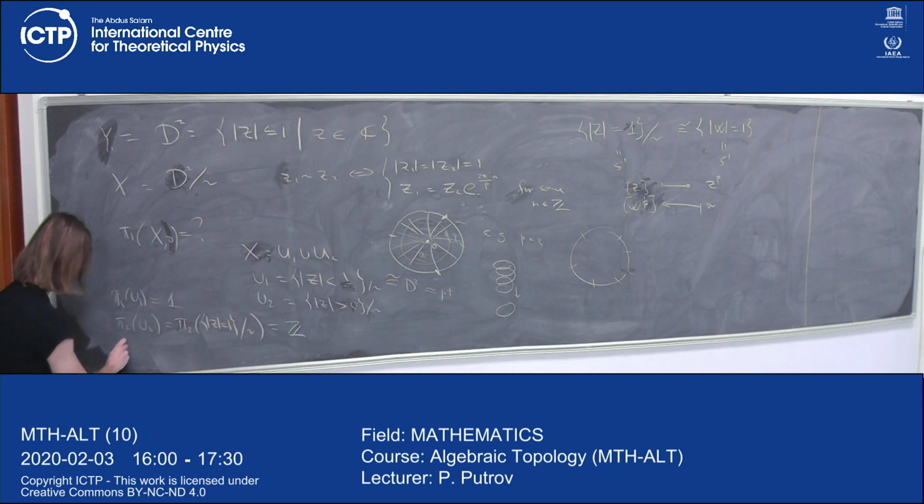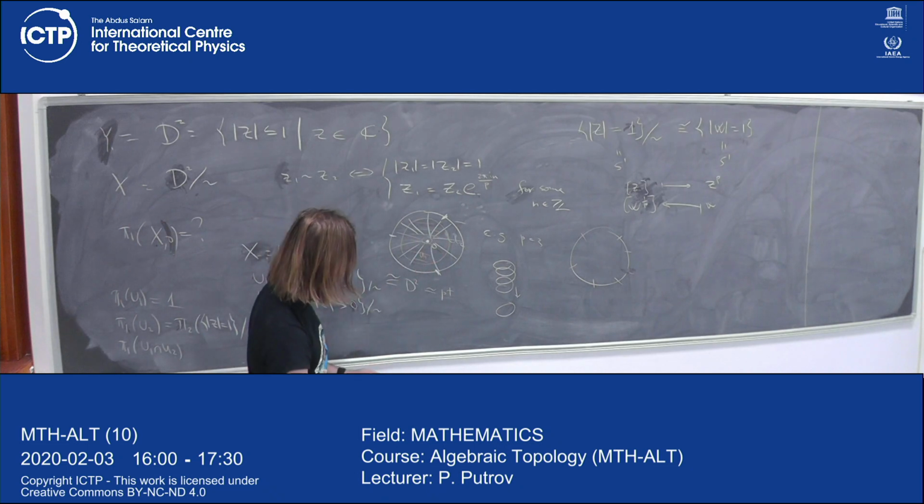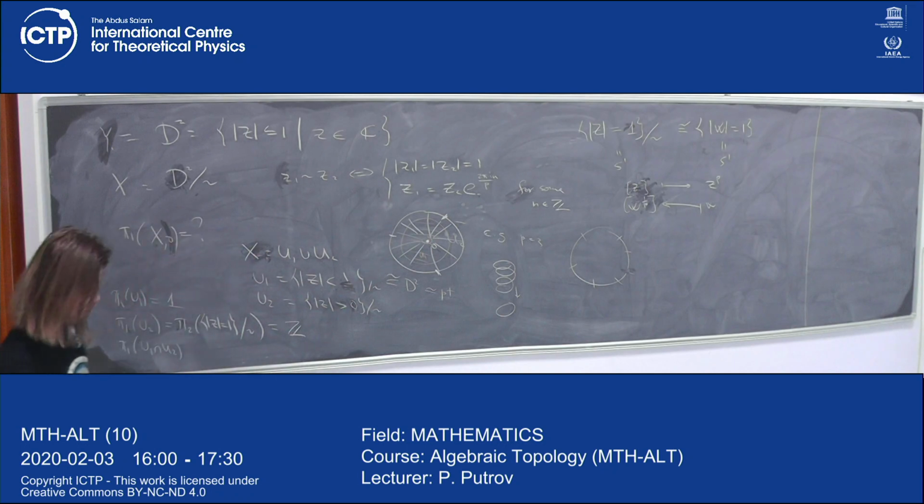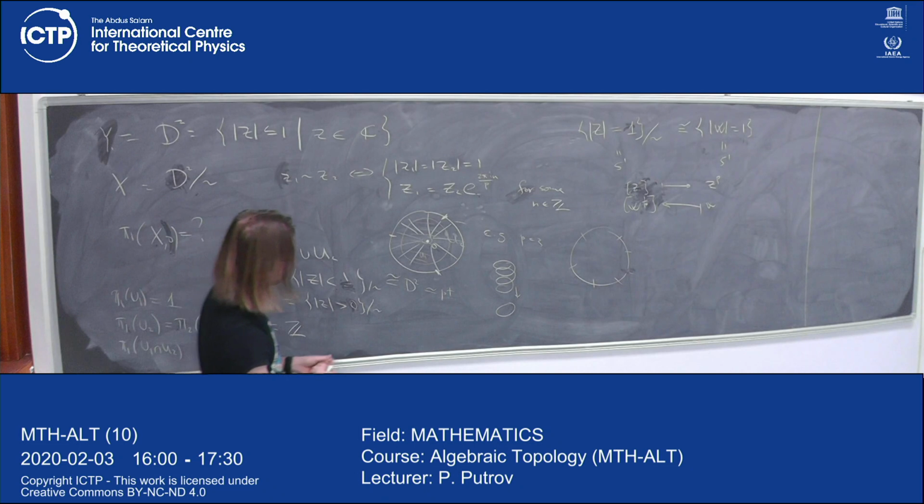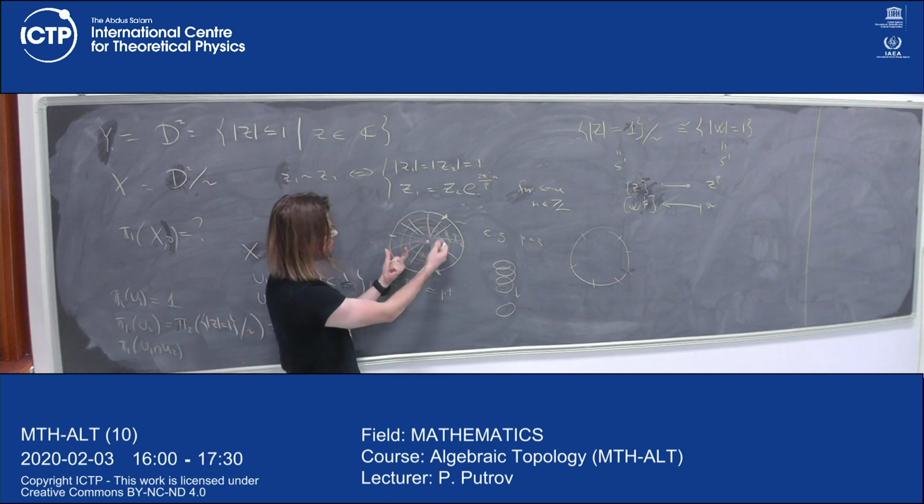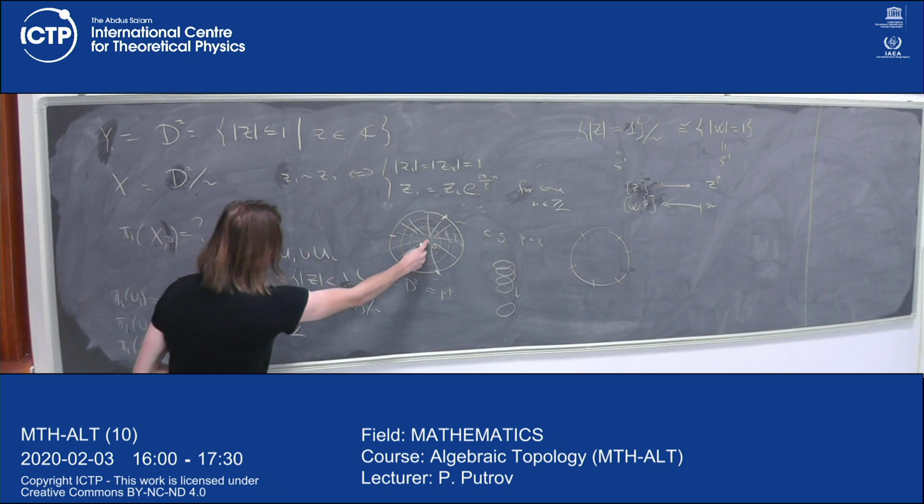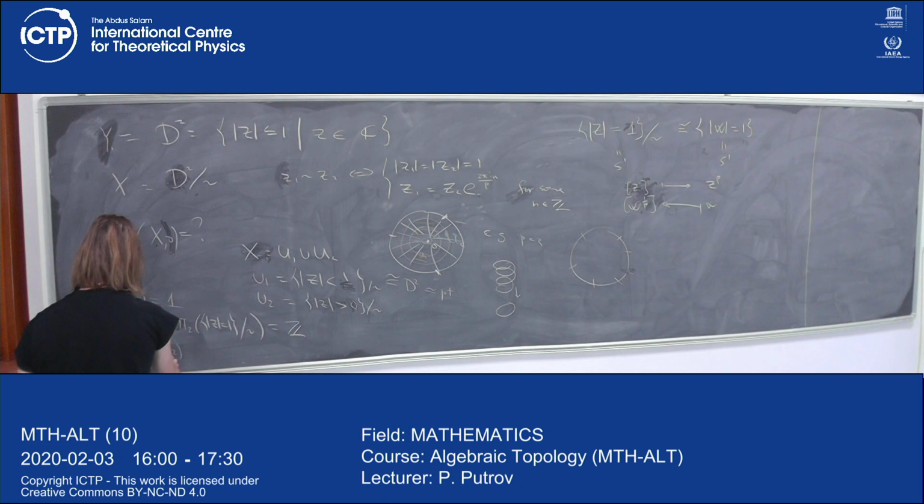And the third ingredient is we want pi1 of the intersection, and the intersection is this annulus. The annulus is homotopically equivalent to a circle again, because you can deformation retract the annulus to any circle centered at 0. So this is also Z.